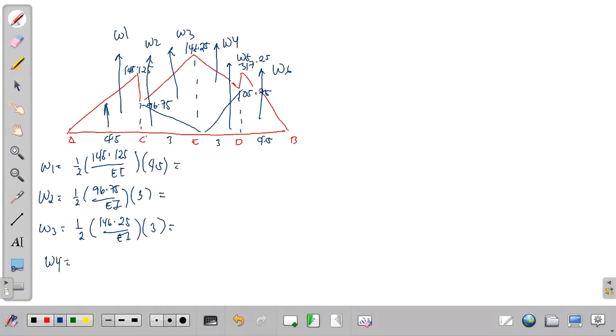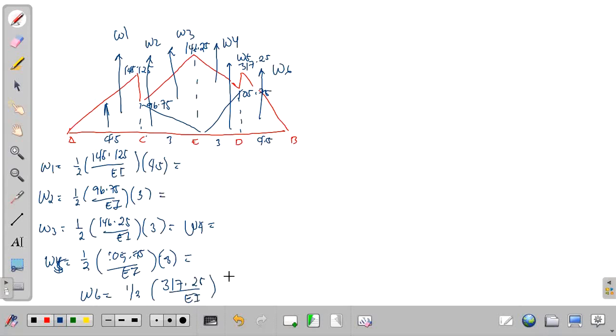W4 is equal to 1/2 of 146.25. So this is the same. W3 is equal to W4. Okay, so the same one. The W5 is equal to 1/2 of 105.75 over EI times 3. Okay, and for W6, we have 1/2 of 317.25 over EI times 4.5. So itong triangle na ito.